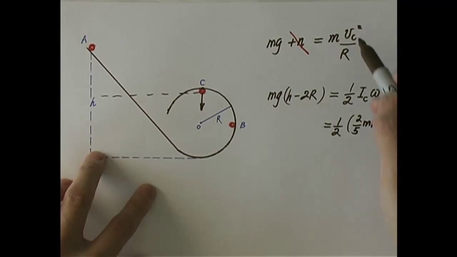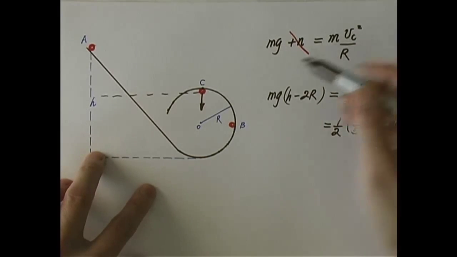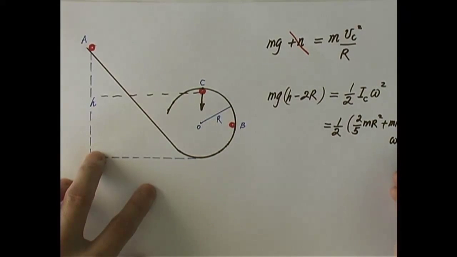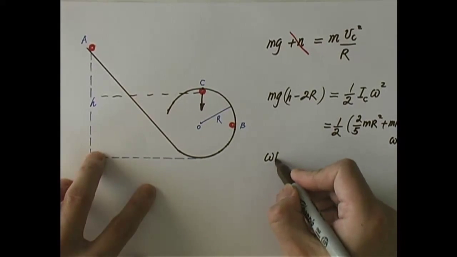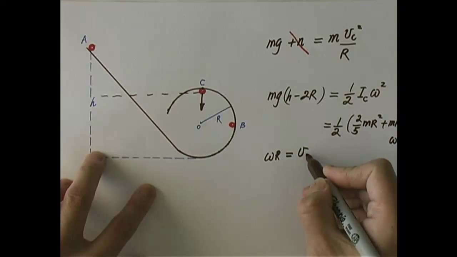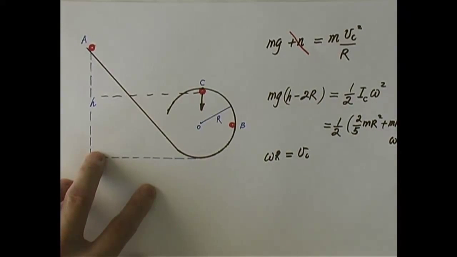Okay, omega and vc are related. Vc is the center of mass speed at this point. Omega is the rotational speed about the center of mass. So you have, again, omega r equals vc. That is to sustain pure rolling.